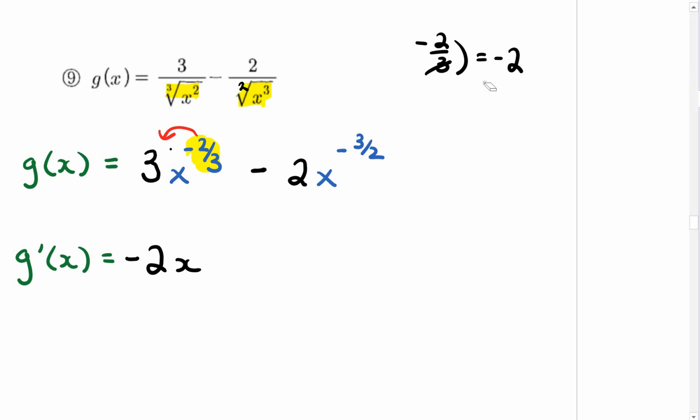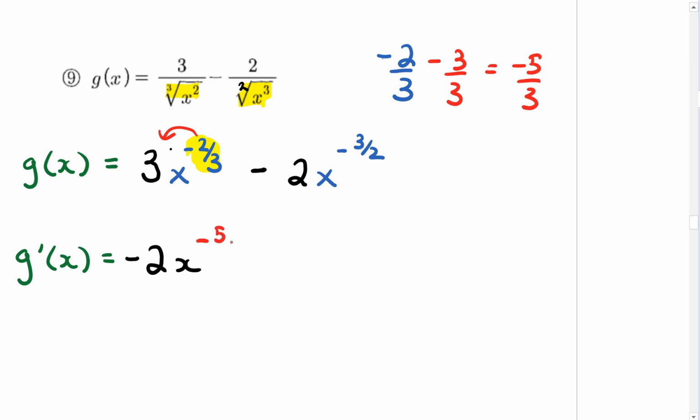All right, and the next calculation that you have to do is you have negative 2/3, right? The power is negative 2/3, and you need to subtract 1 from that. So that's the same thing as minusing 3 over 3, which equals negative 5 over 3. All right, so the power is negative 5 over 3. Okay, so those are some of the calculations that you have to do in this particular problem.